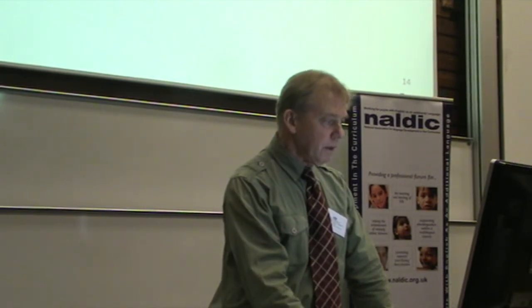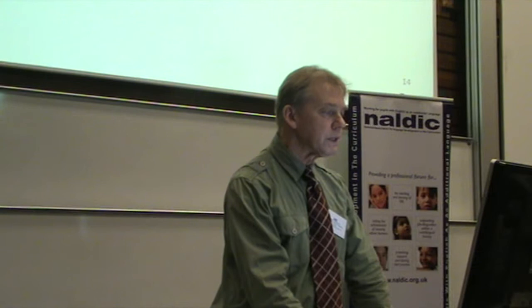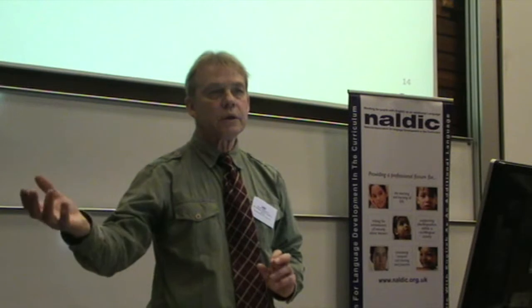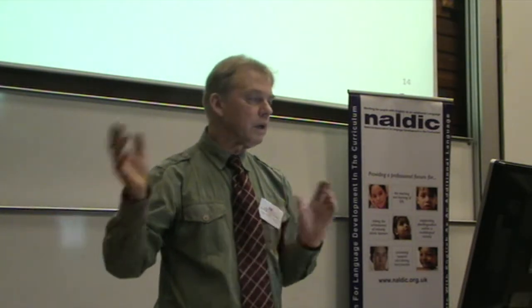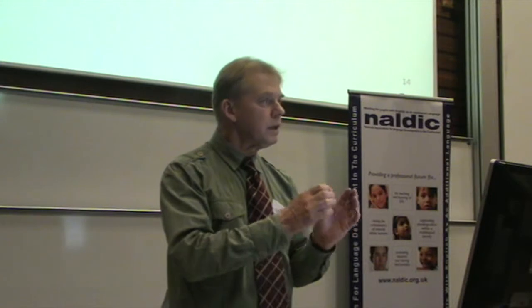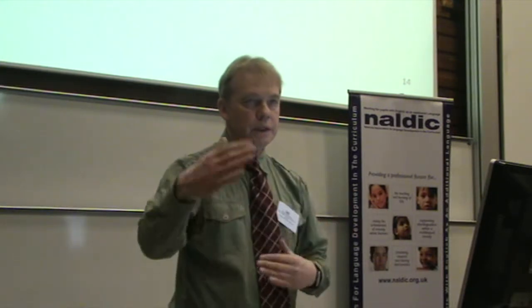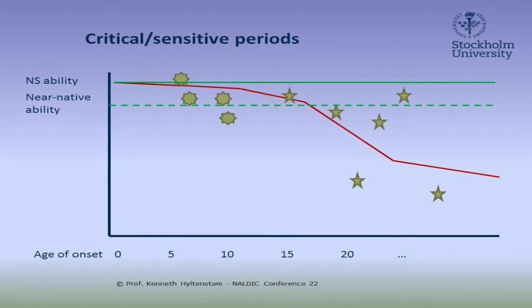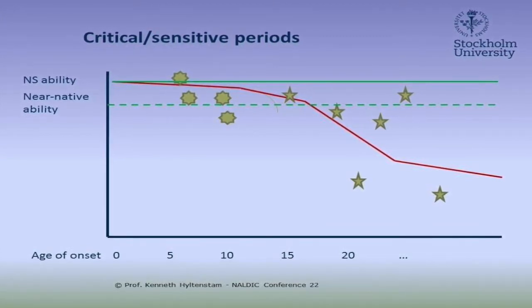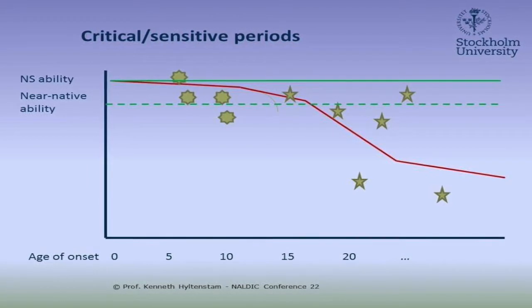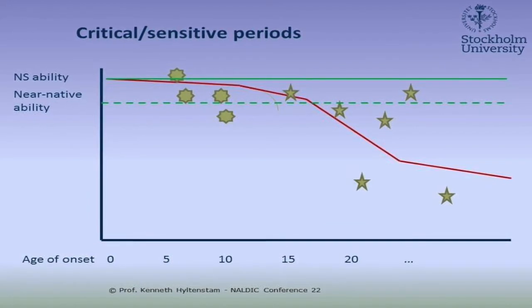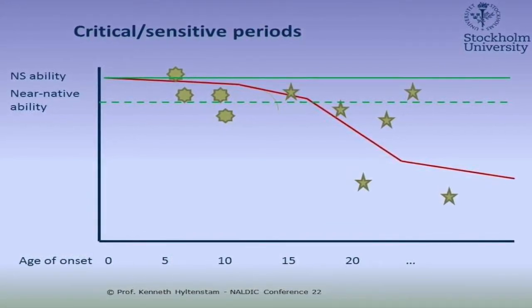But everybody agrees that differences in ultimate attainment correlate with age of onset, so that people who start learning a language as adults and children generally, or on average, reach different levels of ultimate attainment in that language. And this is a graph saying that. So you have age of onset at the bottom there, and native speaker ability.